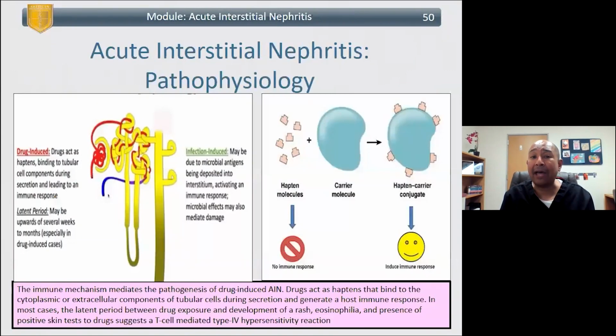When we talk about the pathophysiology, it's very interesting with drug-induced cases. The drug itself sometimes doesn't induce the interstitial nephritis until it reacts with cells in the tubule. Once there's an interaction with the cells in the tubule, it forms a complex that will rev up your immune system. Acute interstitial nephritis is a kind of T-cell mediated immunity. It's a type 4 hypersensitivity reaction.